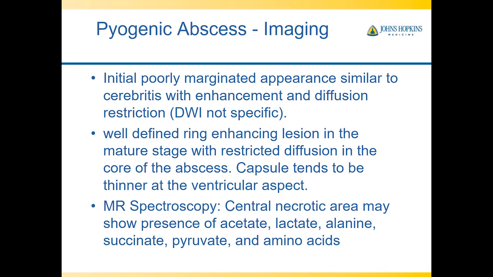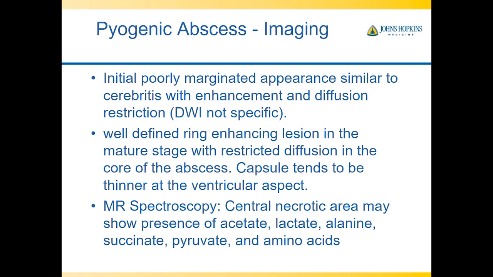The capsule tends to be thinner at the ventricular aspect of the lesion. The poorly marginated appearance initially with heterogeneous enhancement in the cerebritic phase will result in a well-defined rim enhancement in a mature abscess. There is also diffusion restriction in the central portion of the abscess given the viscid contents of the abscess. But this is not very specific, nor is it universally present. So about 60% of abscesses will actually show diffusion restriction, not 100%, depending upon the stage or the contents in there.